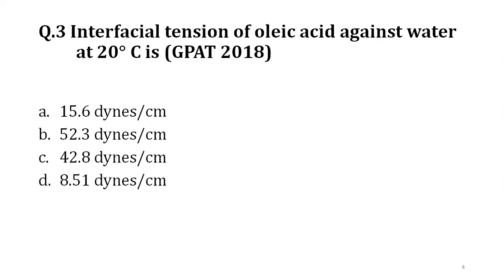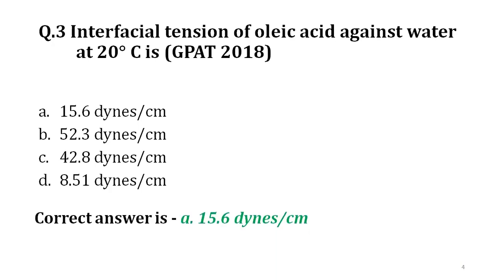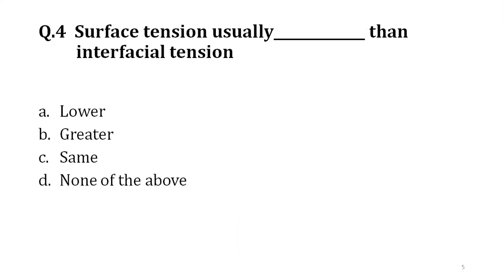Okay, so the surface tension and interfacial tension values of more commonly used oils and solvents are given in Martin, and you have to remember these values from the book of Martin. The correct answer is 15.6 dynes per centimeter.